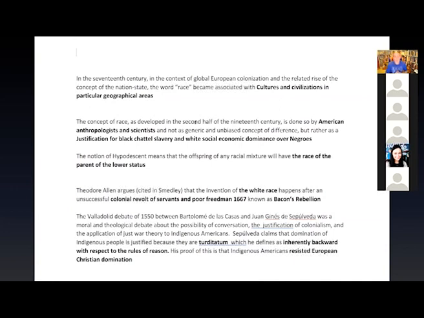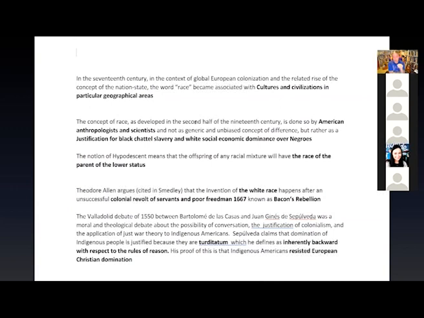Okay. So that's hypodescent. Another important concept, still in this area of the early genealogy discussion. In the Smedley piece, you remember we talked some about this event called Bacon's Rebellion in 1667.